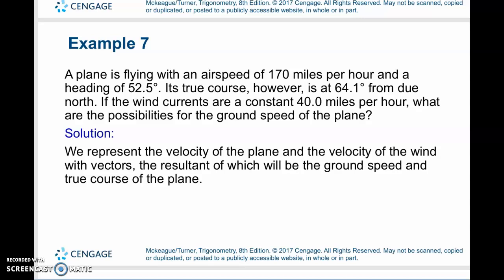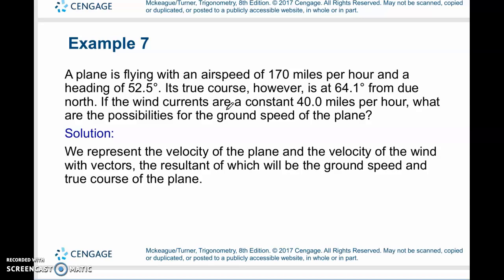Let's look at example 7. This comes from 7.3. And it says a plane is flying with an airspeed of 170 miles per hour and a heading of 52.5 degrees. Its true course, however, is at 64.1 degrees from due north. If the wind currents are a constant 40 miles per hour, what are the possibilities for the ground speed of the plane? So, in order to do this question, we need to understand the wordings that they're using in here.